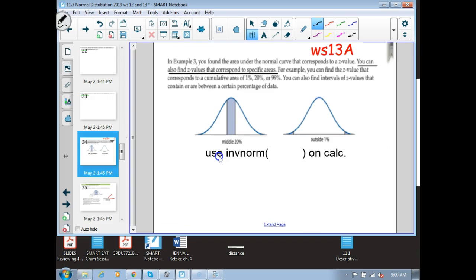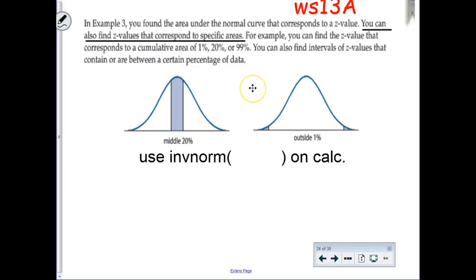So what if the opposite happens? What if I want to know what z-scores and values are associated with that? So we're going to be using what's called inverse norm on our calculator. And the inverse norm is going to only refer back to standardized data, so we have to keep that in mind. When I'm using inverse norm, they're going to give me z-scores. This is why it's important for you guys to have knowledge of z-scores.